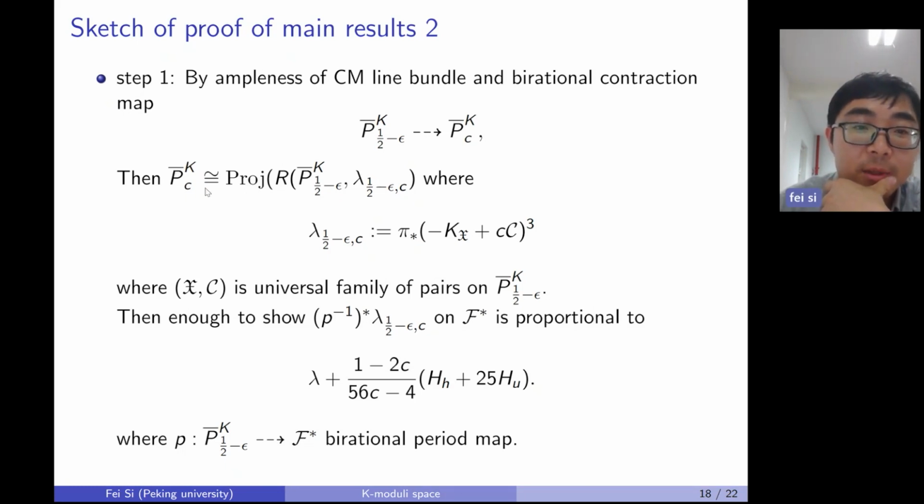ring of the K-moduli space is just isomorphic to the section ring of this CM line bundle. So the remaining task is just to determine what the CM line bundle is in this particular case. So the proof is reduced to showing that the CM line bundle after pullback to these locally symmetric varieties is proportional to this. Here, you need to use the birational period map.